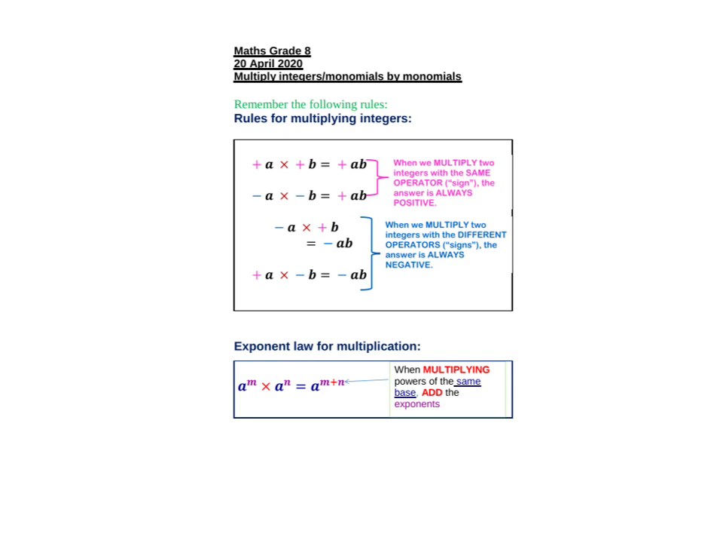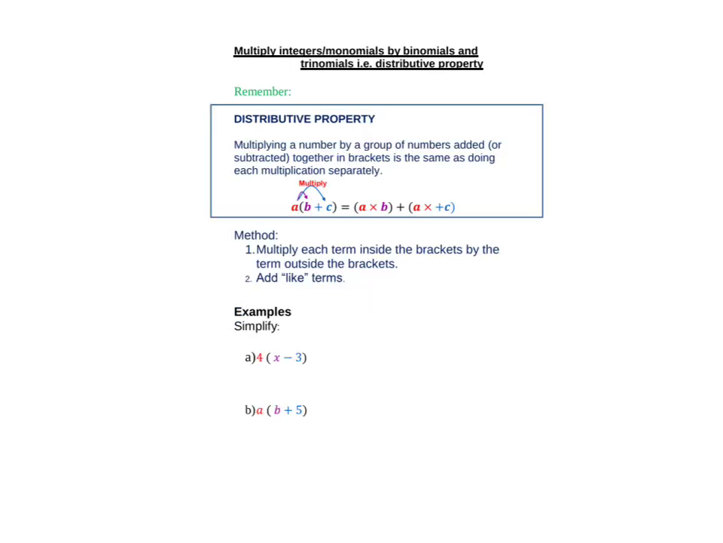So, firstly, remember the rules for multiplying integers: a positive times a positive gives a positive result, a negative times a negative gives a positive result, and a negative times a positive or a positive times a negative gives you a negative result. And then the exponent law for multiplication when you're multiplying variables: if you multiply the same bases, then you add the exponents. Okay, onto the next page.